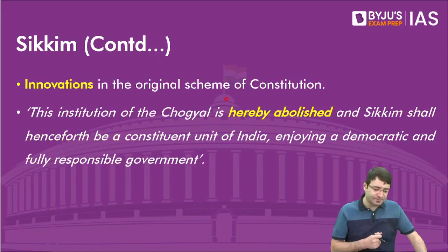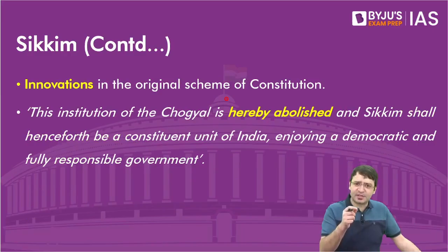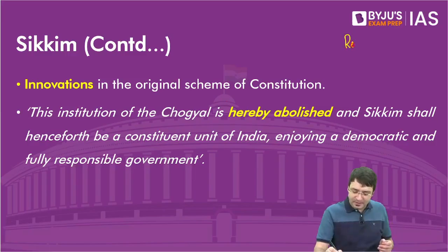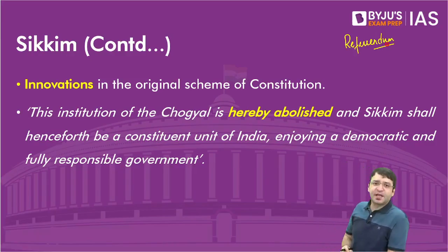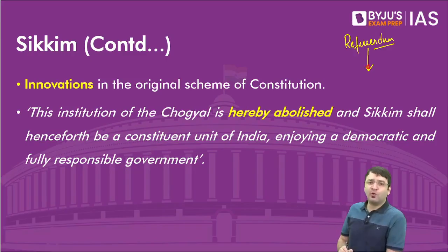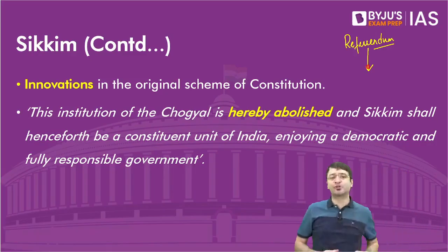But the very next year, in 1975, there were a series of protests again in Sikkim, and now the people of Sikkim participated in a referendum. What is a referendum? The government of Sikkim is referring a matter to the people of Sikkim. What do you want? Do you want complete integration with India? And at the same time, we will abolish the institution of monarchy.